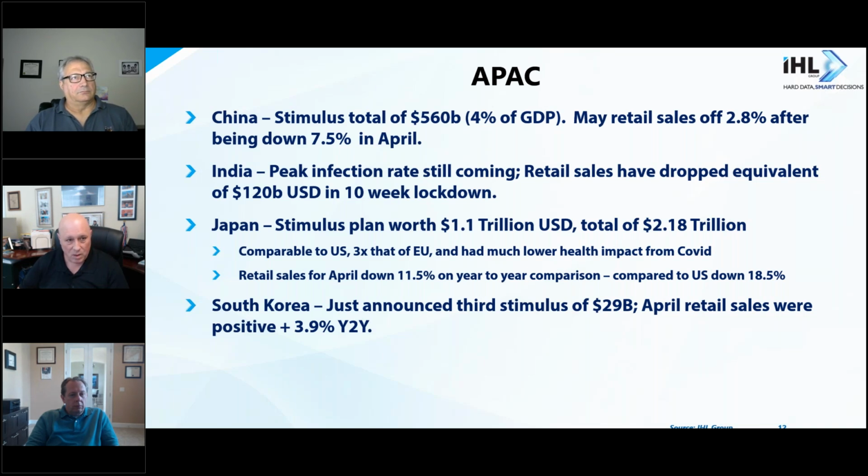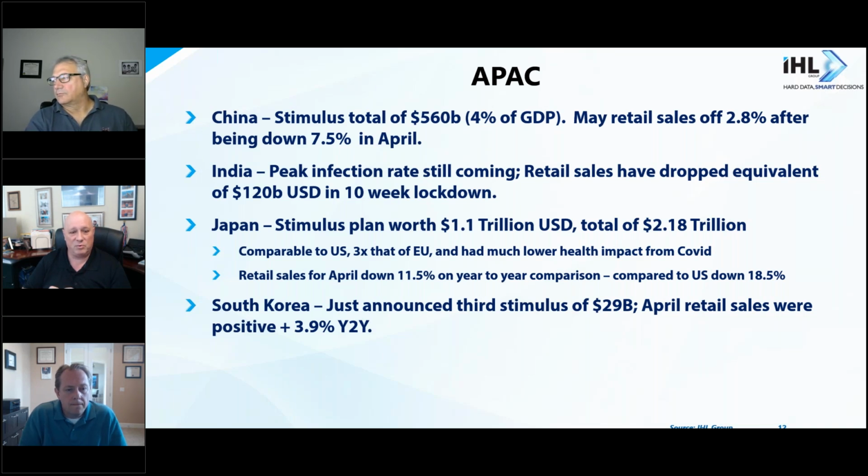In India, we're still looking for peak infection rates. They were slower to get COVID, and they're still very much in lockdown in a lot of cases. Their retail sales have dropped about 120 billion US dollars, which is pretty huge for India, in 10 weeks of the lockdown. So they're facing a really tough situation where the overcrowded nature of most of their cities really creates a tough situation for COVID. But fortunately, the amount of excess heat that they get will also hopefully help kill this a little bit more there.